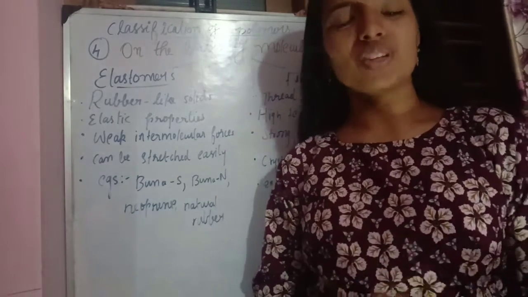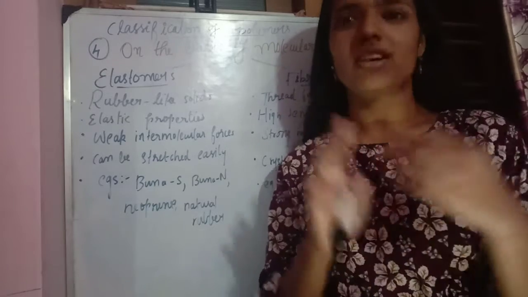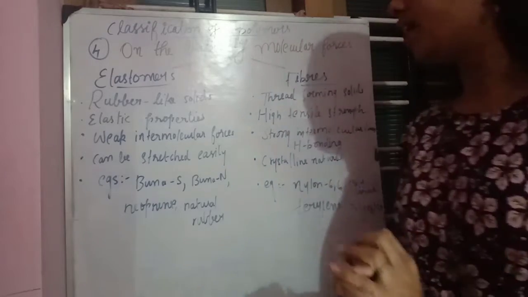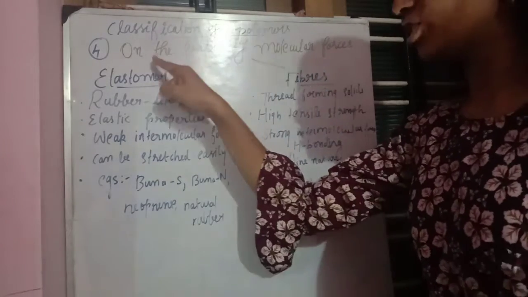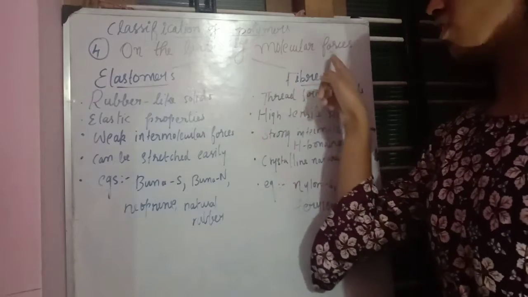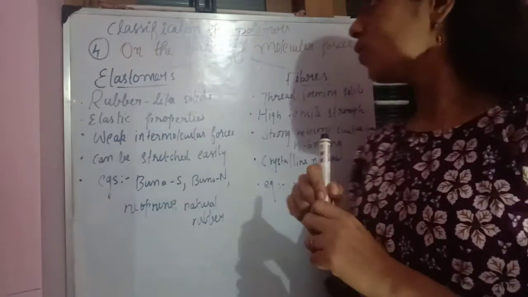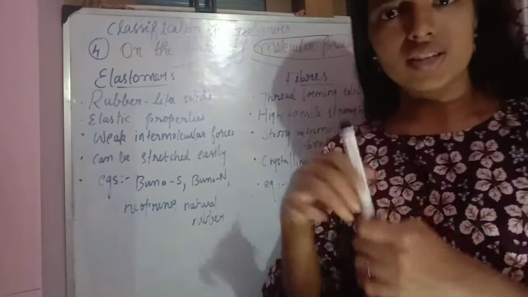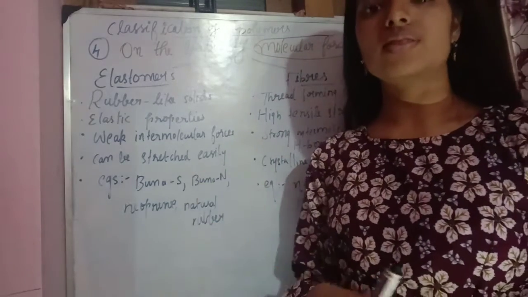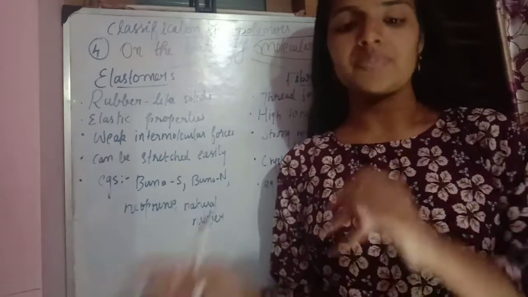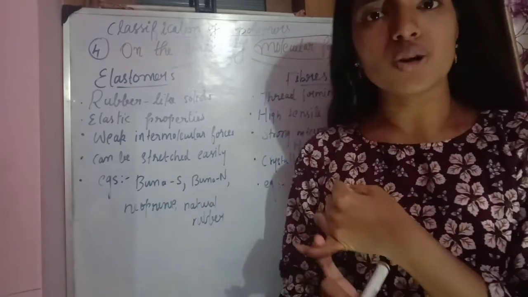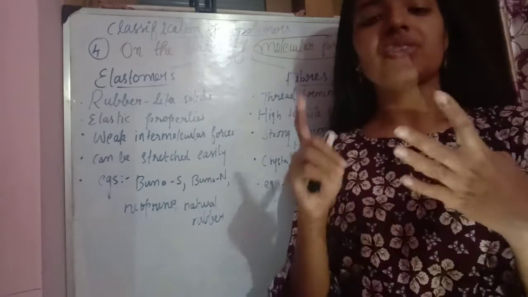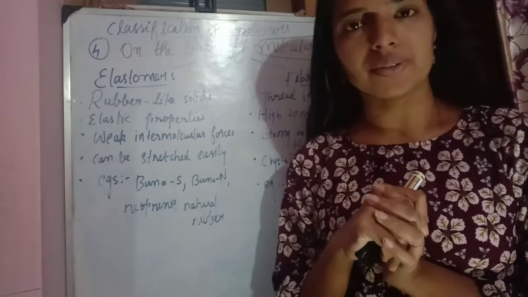We have already done the first, second, and third categories of classification of polymers. Now we are going to study the fourth type of classification of polymers, that is on the basis of molecular forces. On the basis of the molecular forces present between the polymer chains, we can classify polymers into four different categories. The first category is known as elastomers, second fibers, third thermoplastic, and fourth thermosetting plastic.